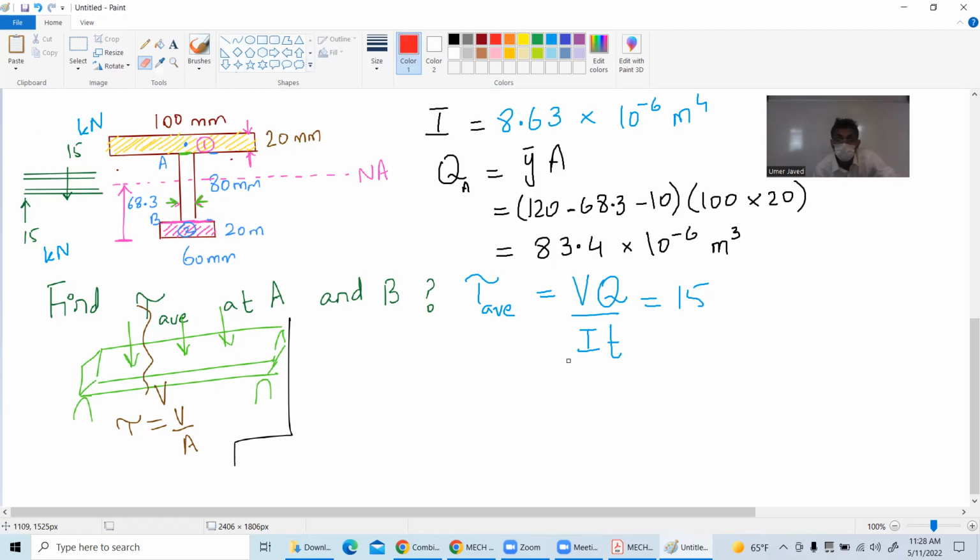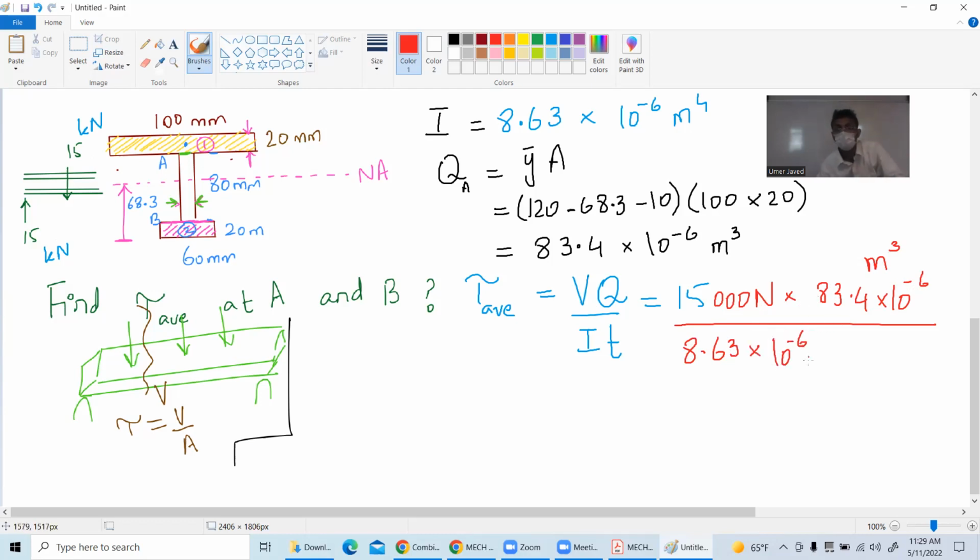Okay, everyone, give me the answer please. Kilonewton is 15,000 into Q, 83.4 into 10 power minus 6 meter power 3, divided by I, which is 8.63. Moment of inertia of the complete section. I will again repeat: Q will be of the section of interest, away from the neutral axis, above the plane of interest, whereas I will be for the complete thing.